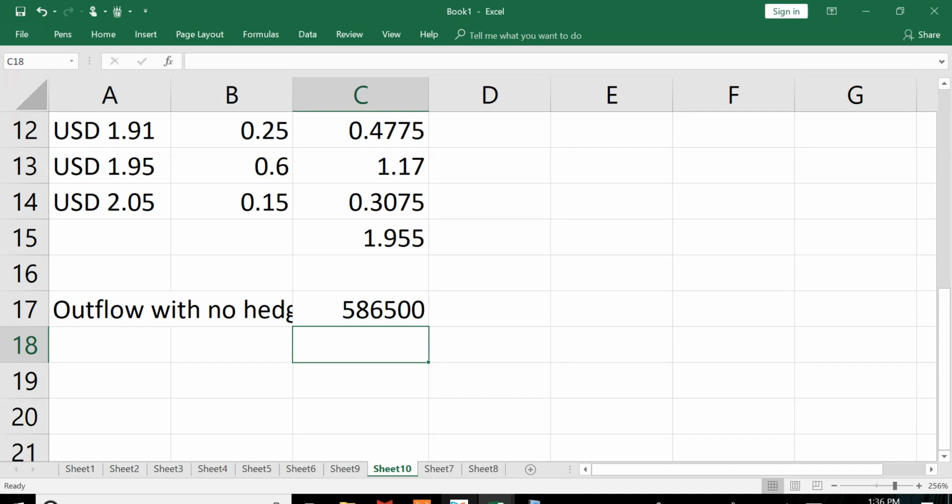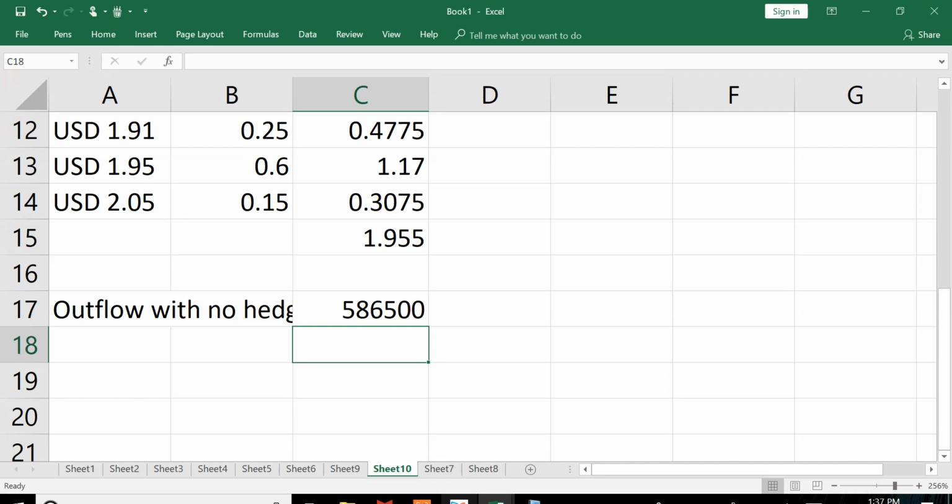But there is obviously an element of risk in this. If the answer was a forward contract, then there is no risk in it. If the answer was a money market hedge, no risk. Options will still have a risk, and no hedging obviously has a risk, because anything can happen. It can even turn out to be 2.05. In that case, our outflow will become 6,15,000. The expectation is that on average it will turn out to be 1.955.